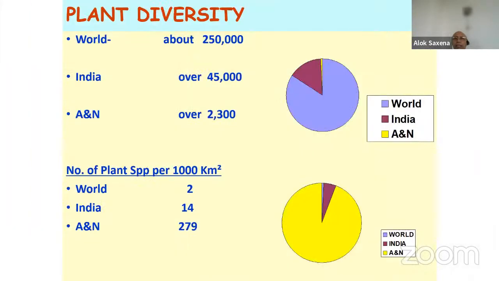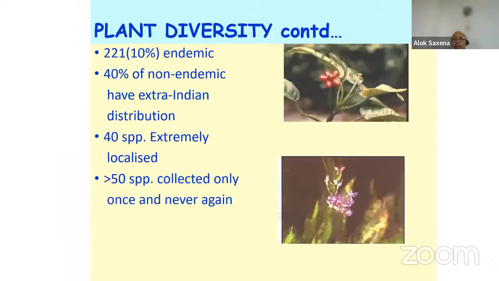Now you can see the diversity. If you see the plant diversity per 1,000 square kilometers, the alpha diversity is very high in the case of these islands. And out of this, 10% of plants are endemic. 40% are non-endemic; they are not found in other parts of India, but in the neighboring country. One important thing is you can see 50 species were collected only once. After that, they were not collected.